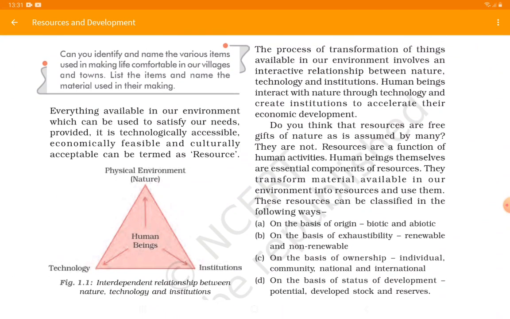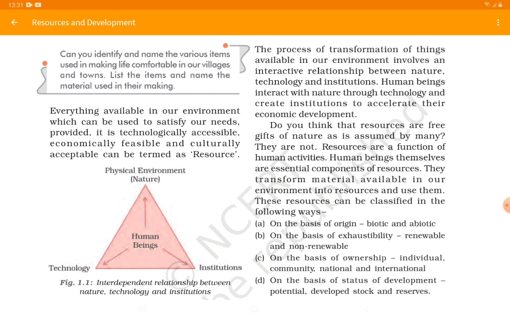Now let's see the second column. The process of transformation of things available in our environment involves an interactive relationship between nature, technology, and institutions. Now, we will understand here the pyramid which we have already seen. Human beings interact with nature through technology and create institutions to accelerate their economic development.